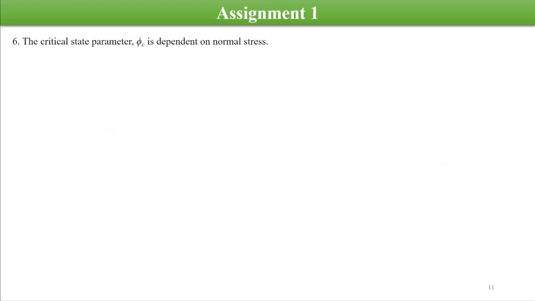So this is one of the questions in assignment number one, whether the critical state parameter phi c, the friction angle, is dependent on normal stress or not. Okay, so now I think you can answer that one.